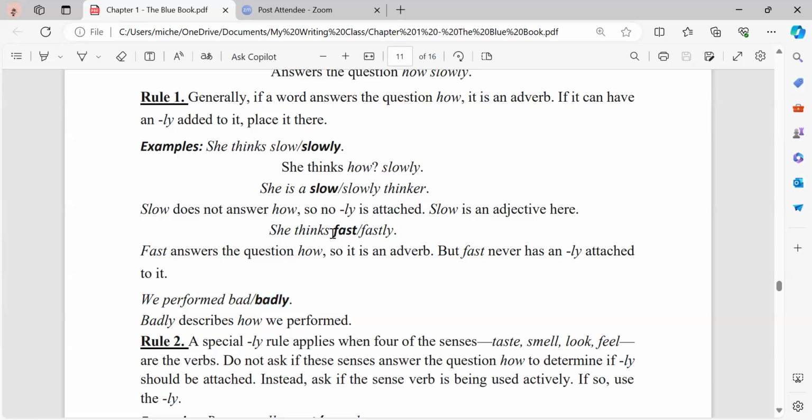So there's an exception right here. It doesn't always have to end with ly. It's like usually. For example, we can have she thinks slowly, but she thinks fastly would be awkward. So fast never ends in ly. So it's not always, it depends on the adverb itself.